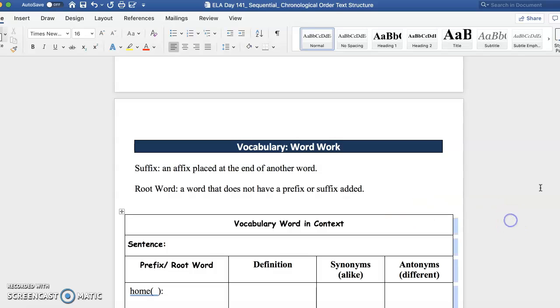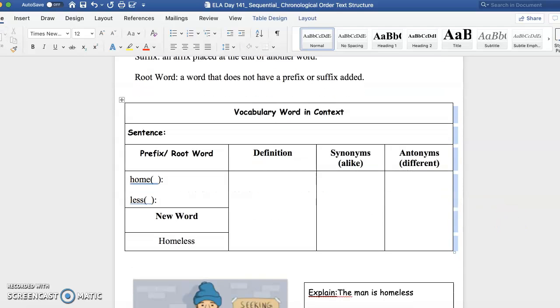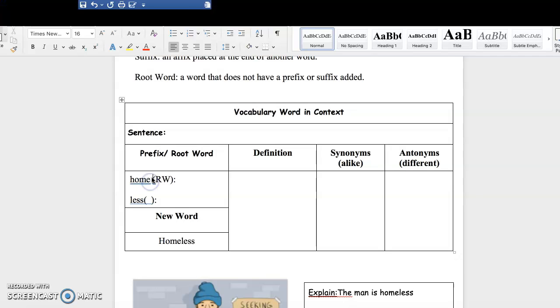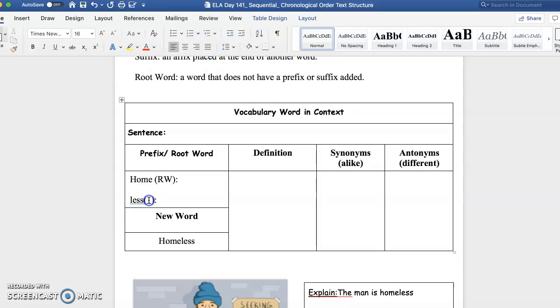Okay? Now, the root word in this case will come before the suffix. So home is going to be our root word. Okay? And then our suffix, and I'm just going to put S for suffix, is less. Okay? Now we know that home means shelter, right? Because each word has a different meaning.